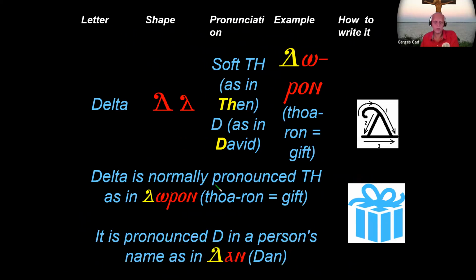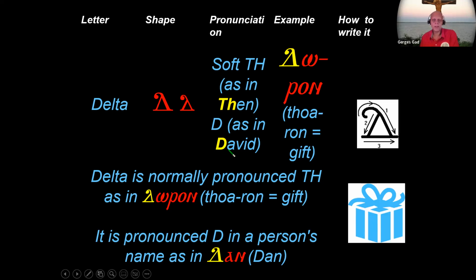The second letter that we will learn is delta. This looks like a triangle with a hat on top of it. Okay, this is the delta. It is pronounced like a soft th, like if we say the, like then. That's the usual pronunciation. Like here we have delta, U, R, O, N, Rho, O, A. So this would be Thoron, which means gift.